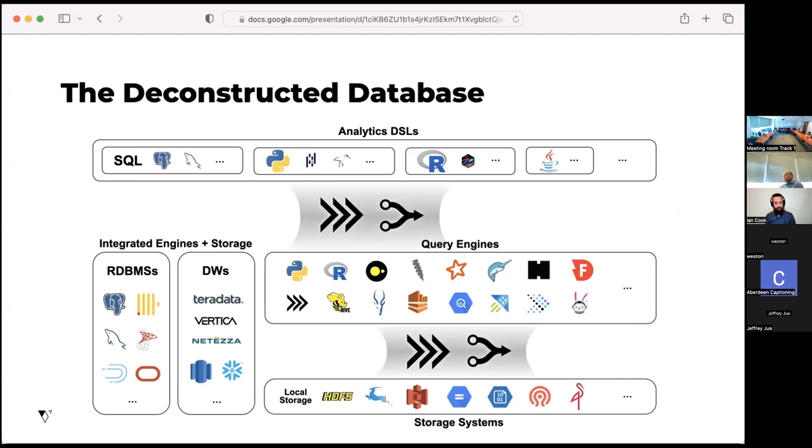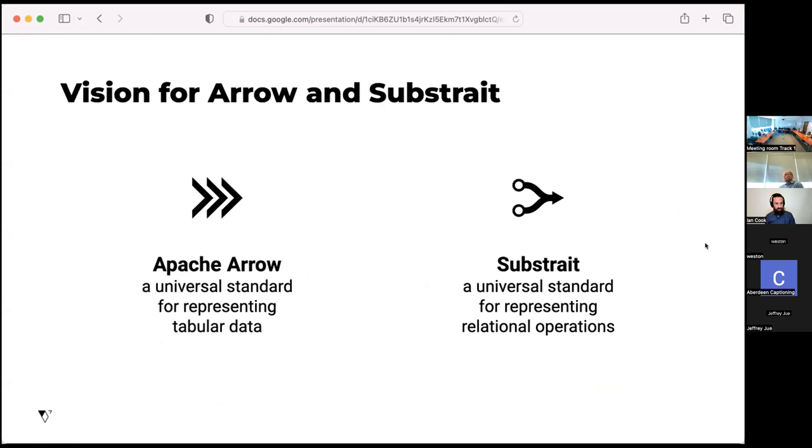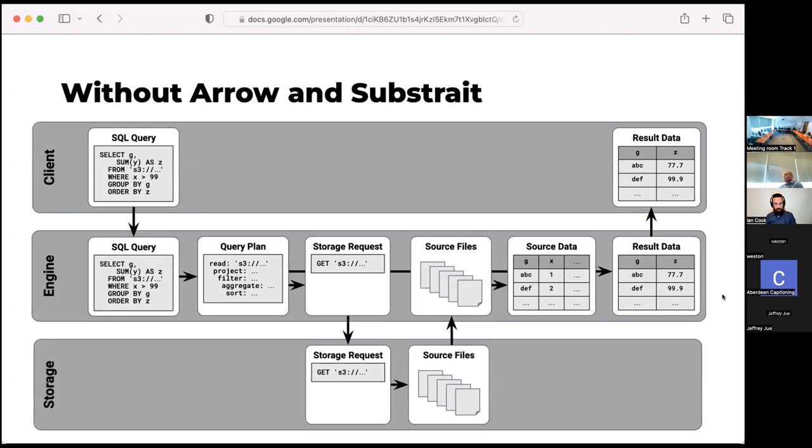Well, this is where Arrow and Substrait come in. So how do Arrow and Substrait solve this? At its core, as Weston said, Arrow is a standard for representing tabular columnar data. Substrait is a standard for representing compute operations, relational operations on data. So our vision is that these two projects will both get to a high level of adoption, so that we can start to use them as this interconnection glue. And by speaking these two languages, any system can make itself modular and composable with all these other systems. So I'll show a concrete example to illustrate the before and after.